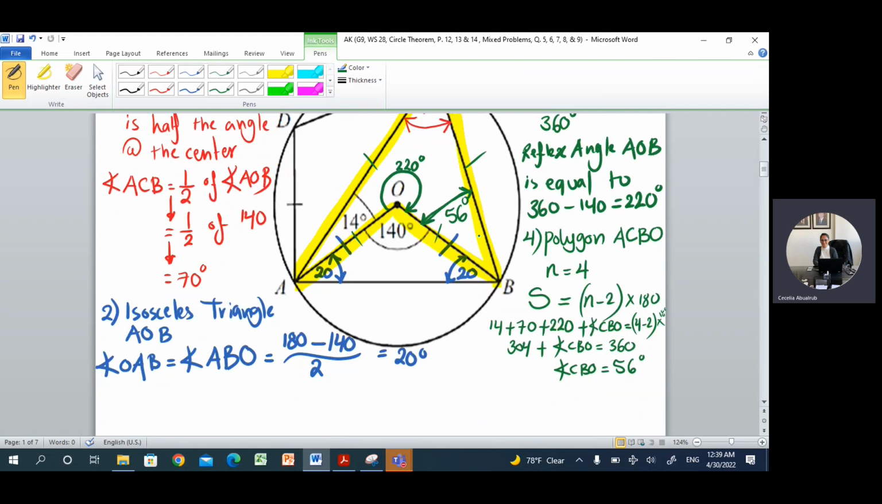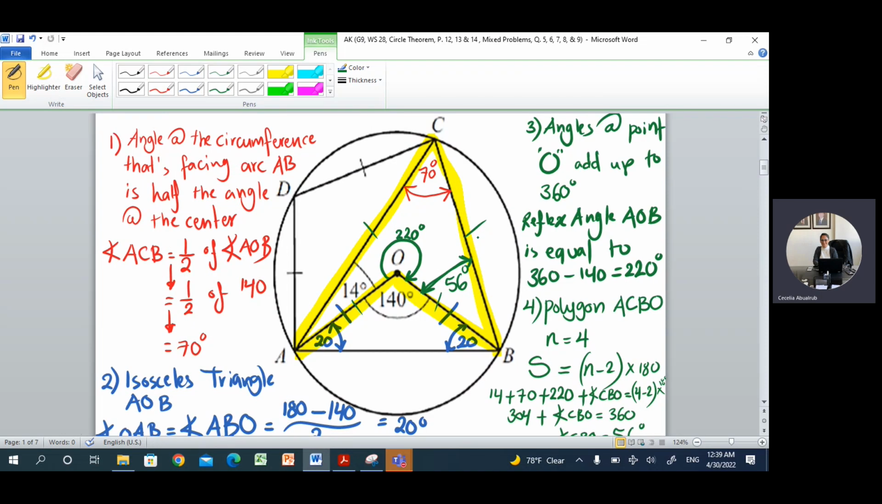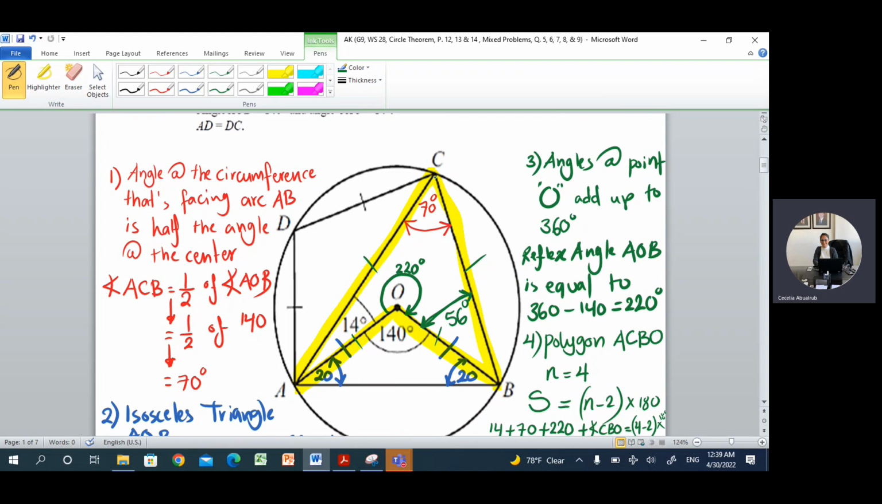So we can apply the rule of S is equal to n minus 2 times 180. Why it's not a cyclic quadrilateral? Because the points of this quadrilateral, if I may call it, are not all at the circumference of the circle. One of the points is actually at the center, while in a cyclic quadrilateral, all 4 points of the quadrilateral must be on the circumference of the circle.